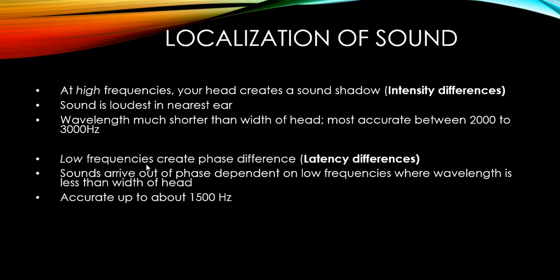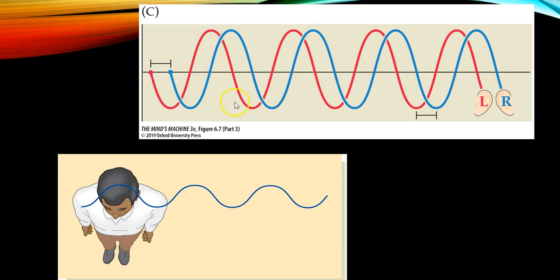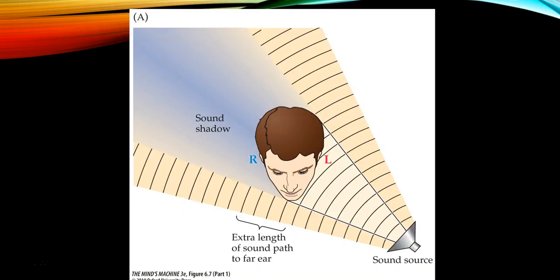But at very low frequency sounds, we can determine localization by what we call phase difference or latency difference, that sound arrives out of phase depending on where the wavelength is compared to the width of the head. So looking here, if we've got sound waves that are coming from a particular direction, each ear is getting a different part of the wave, at a different phase in the sound wave, and will hit the ears at different times. And so again, the brain does this calculation of the difference between where in the phase of sound it hits one ear compared to the other. And by doing that, our brain is able to tell us where the sound is coming from.